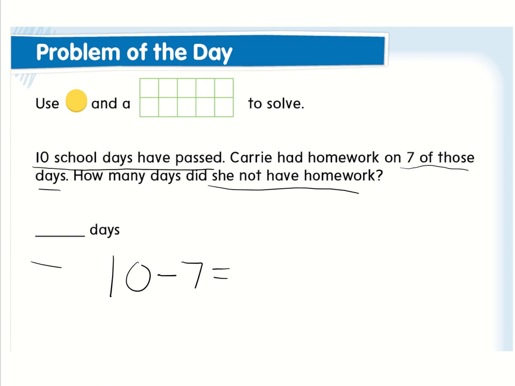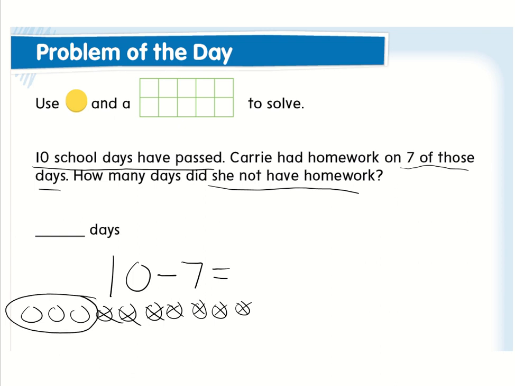I'm going to draw the biggest number when we do subtraction, and that's going to be 10. So I'm going to draw 10. 1, 2, 3, 4, 5, 6, 7, 8, 9, 10. Now I'm going to take away 7. 1, 2, 3, 4, 5, 6, and 7. And that should leave how many days Carrie did not have homework, which should be 3. Awesome.